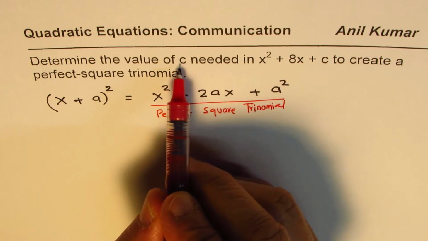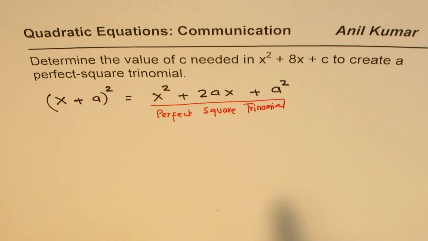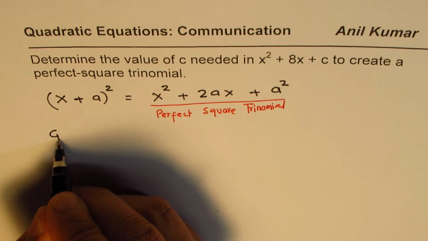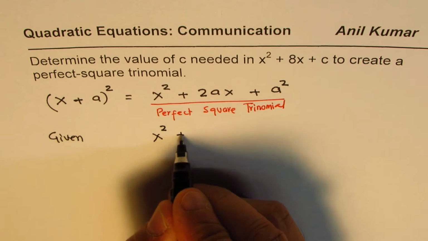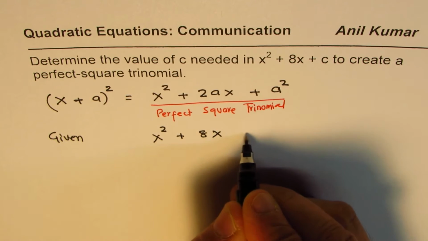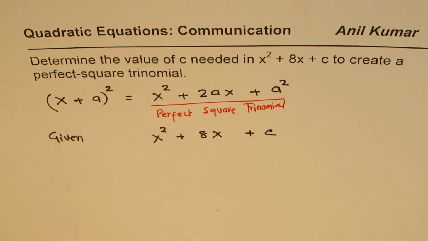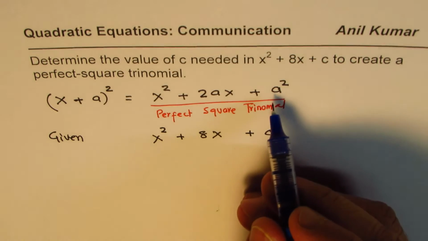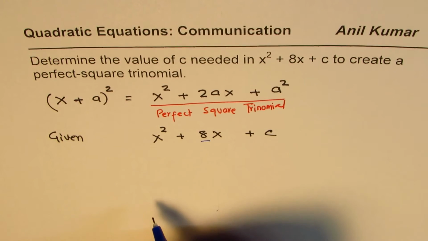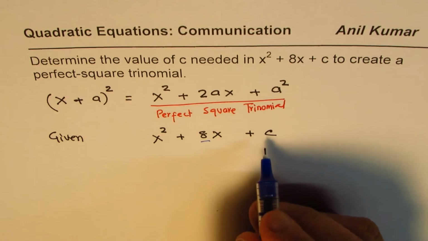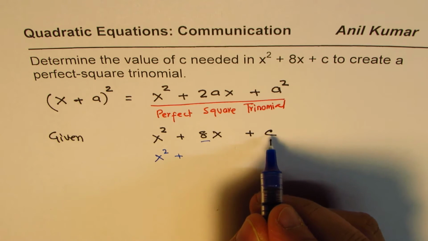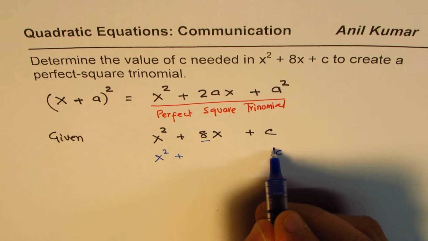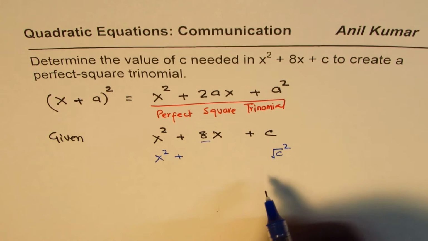Now, we need to find the value of c so that the given trinomial is a perfect square trinomial. So what are we given? Let's write it down and compare. We are given x squared plus 8x plus c, right? So the first step is to write in this form so that we can identify what the center number could be. Since this is a square, I could write this as x squared plus square root of c whole square. Now that matches. Is it okay?